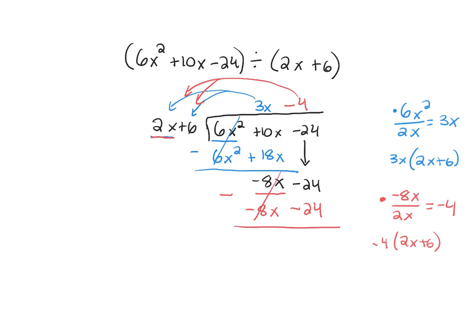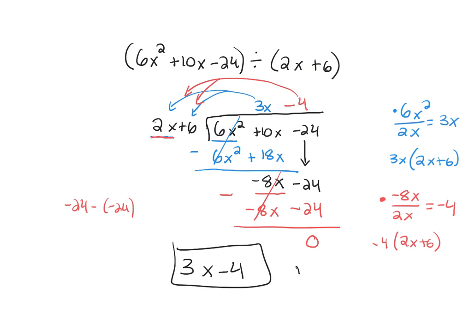The first terms will cancel. Negative 24 minus a negative 24 is negative 24 plus 24, which also cancels to 0. So we just did long division, and we just found out that our answer comes out to exactly 3x minus 4, and the remainder was 0. There was no remainder. So this was just our answer.